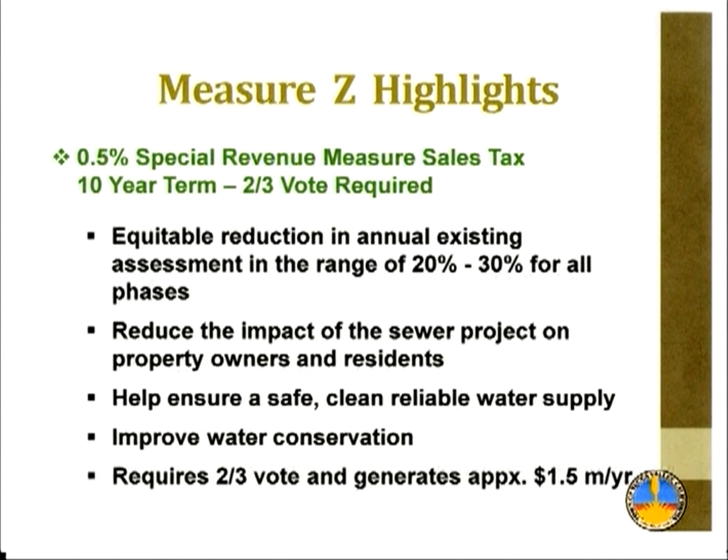As the sewer project moves forward under the leadership of the High Desert Water District, there will be less and less septic discharges in the basin, thereby helping to ensure a safe and clean water supply. Measure Z is also estimated to generate approximately $1.5 million annually, which would be used solely to reduce the annual assessment secured by the Yucca Valley properties. This reduction would be an equitable reduction for all properties in all phases in the existing sewer assessment district.